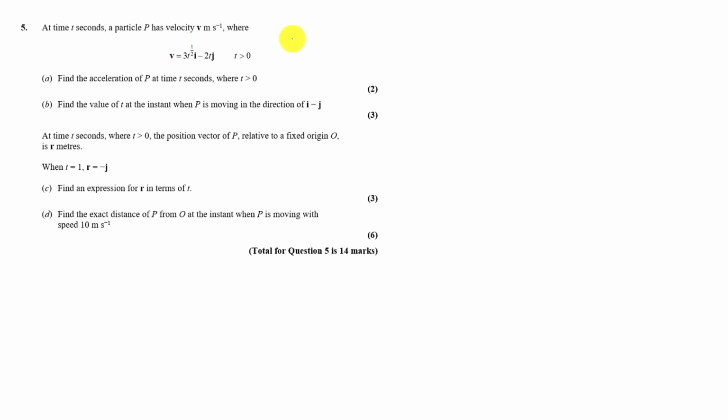So really, for this, you just need to write a equals dv/dt, right? Which equals, times by the power 3 over 2t and minus the power by 1, minus a half, and that's i minus 2j, and we should be professional. That's meters per second squared, because it's acceleration. Now you've just got 2 marks right there.